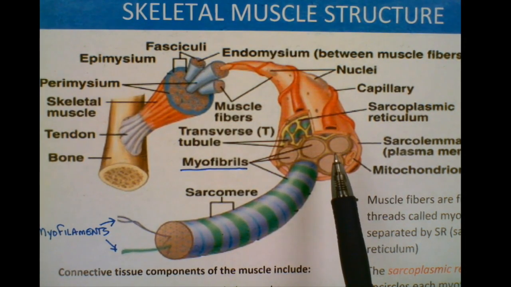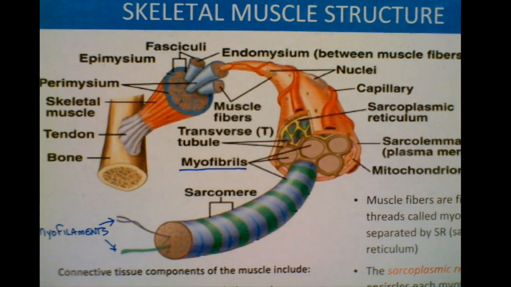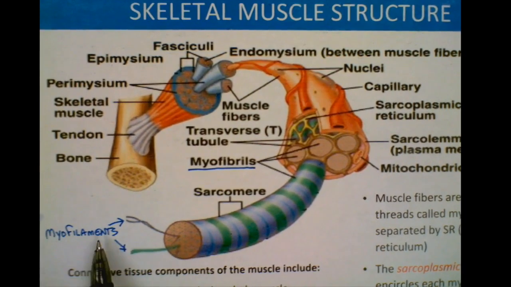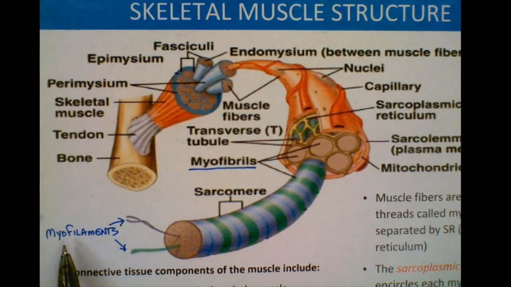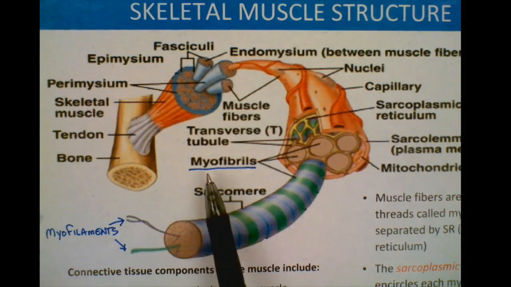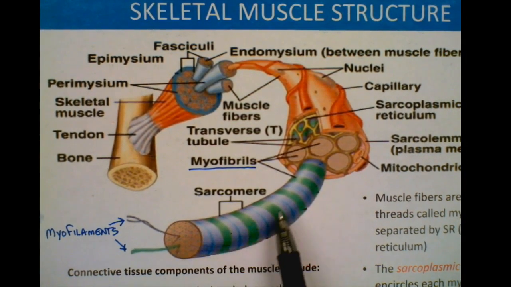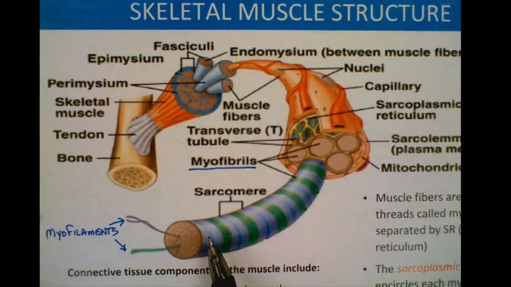And these myofibrils are made out of protein called myofilaments. And that's what the actin and the myosin is. What happens is the actin and myosin are bundled together in these myofibrils in bands. And this is what gives the skeletal muscle their striations.